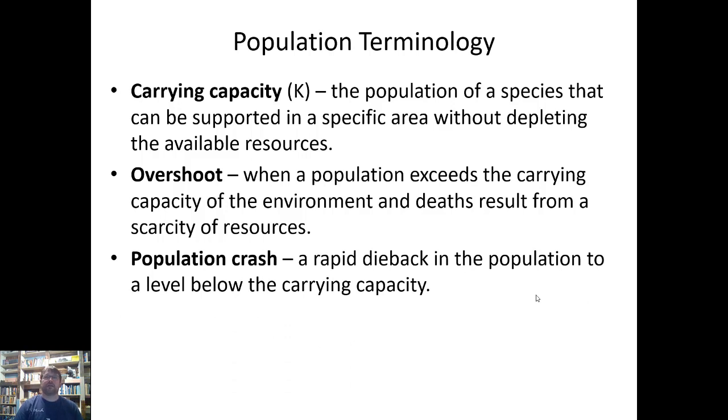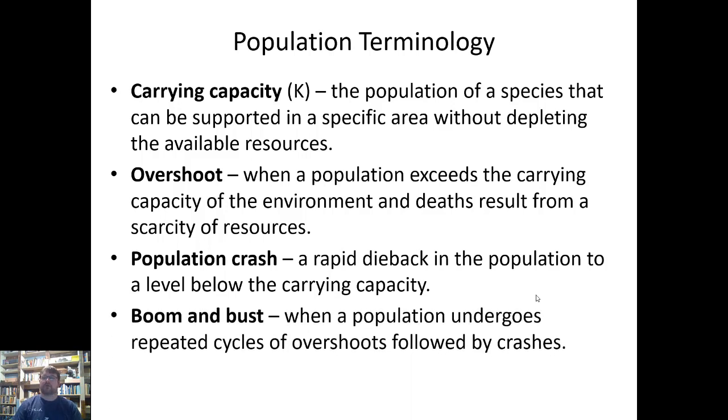Okay, overshooting can cause your population to crash. Now, how bad the crash is depends on a lot of things, okay? First of all, why did you overshoot? How much did you overshoot? Okay. And then secondly, how much has the carrying capacity changed? So if at the same time that you overshot, the next year your K is much lower, then your crash can be really heavy. Okay. And you can crash well below the carrying capacity.